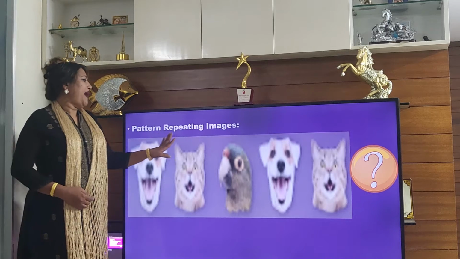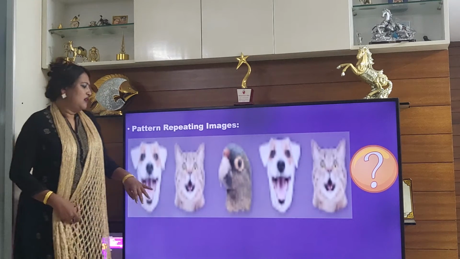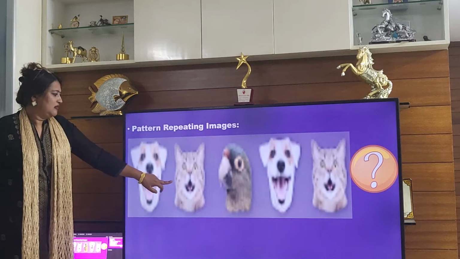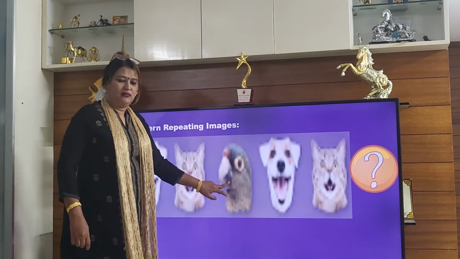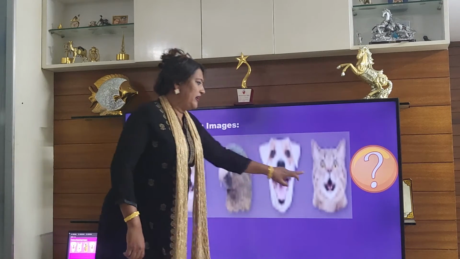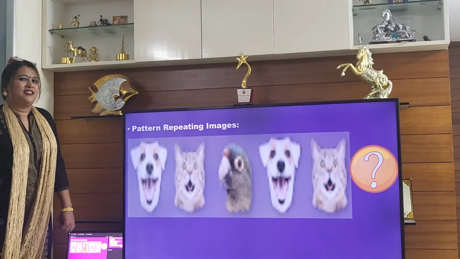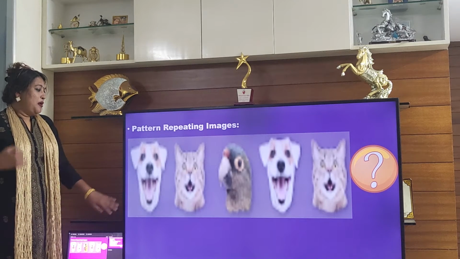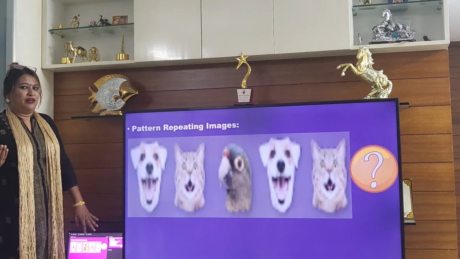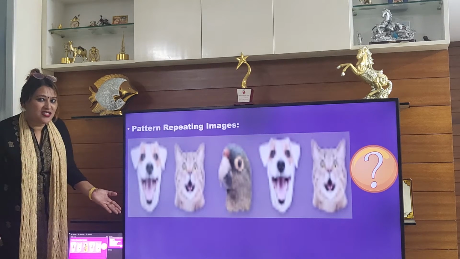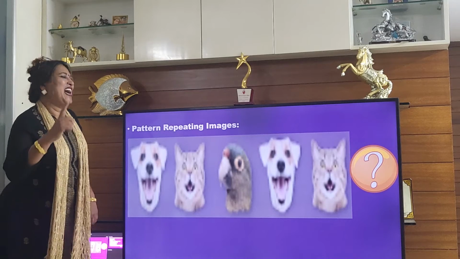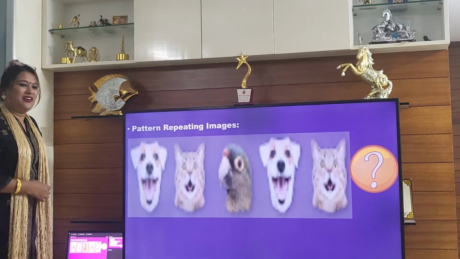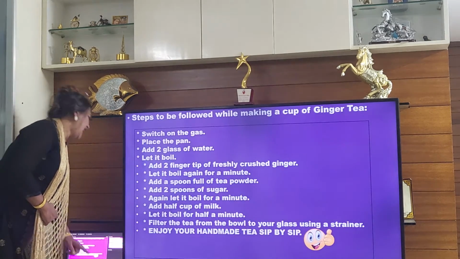Next is pattern repeating images. After the dog, it's a cat. After the cat, it's a bird. Then it's a dog, cat. What could the next thing be? Dog, cat, bird. Dog, cat, what? Yes, I know. I can guess the answer. Yes, it's a bird. So you follow the pattern and go accordingly.